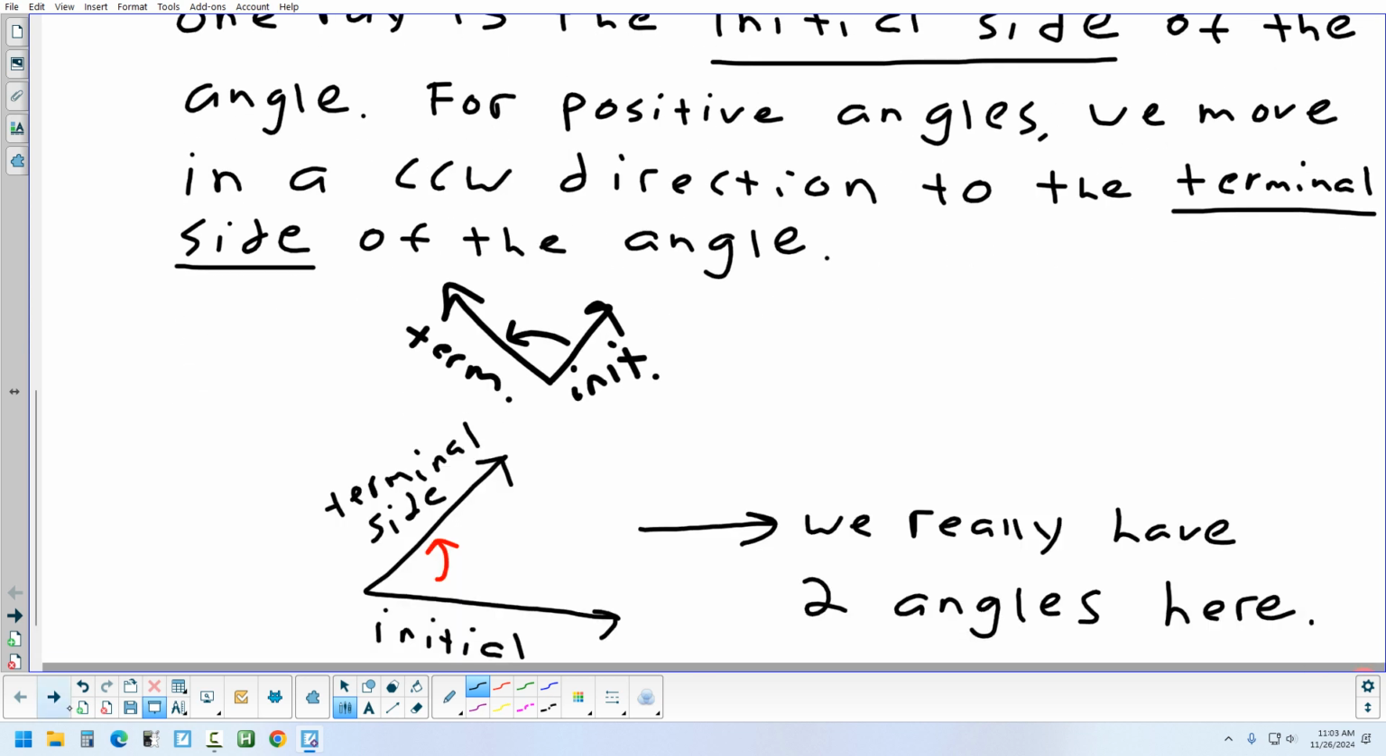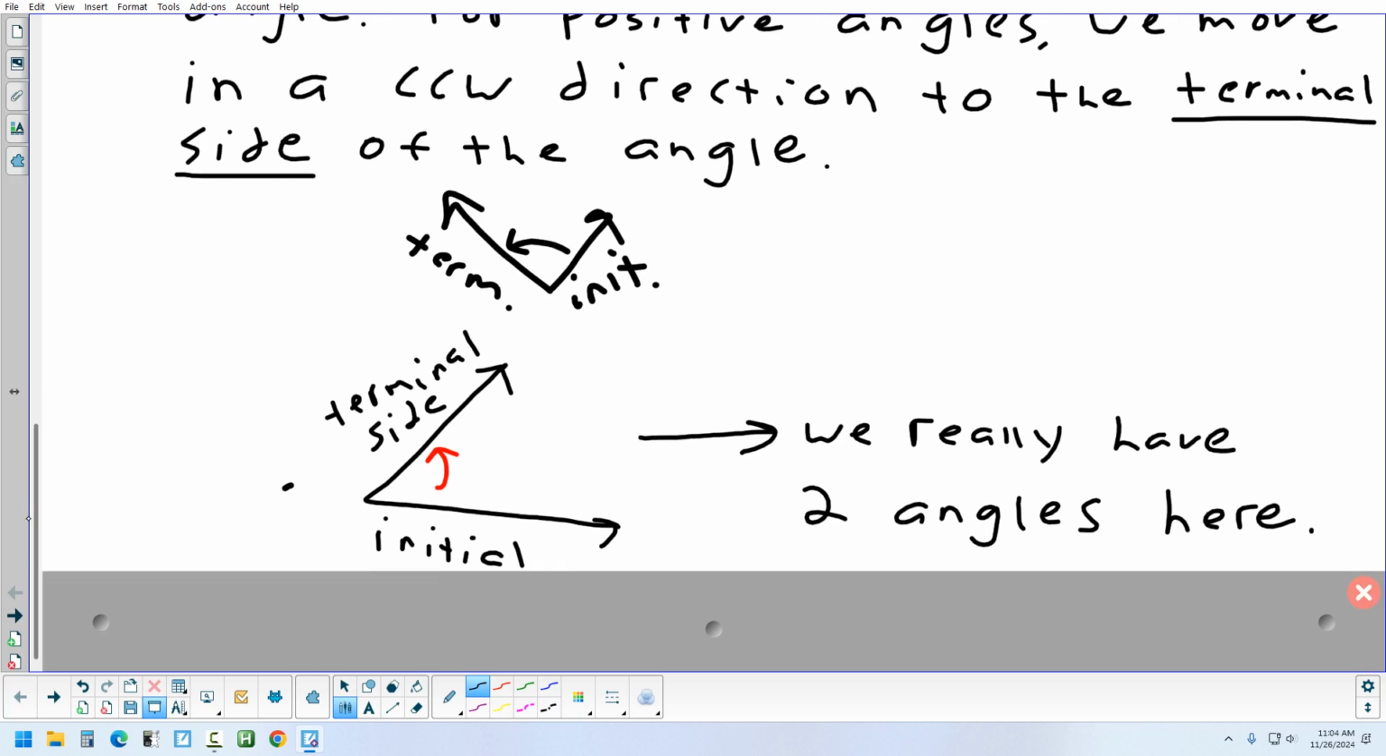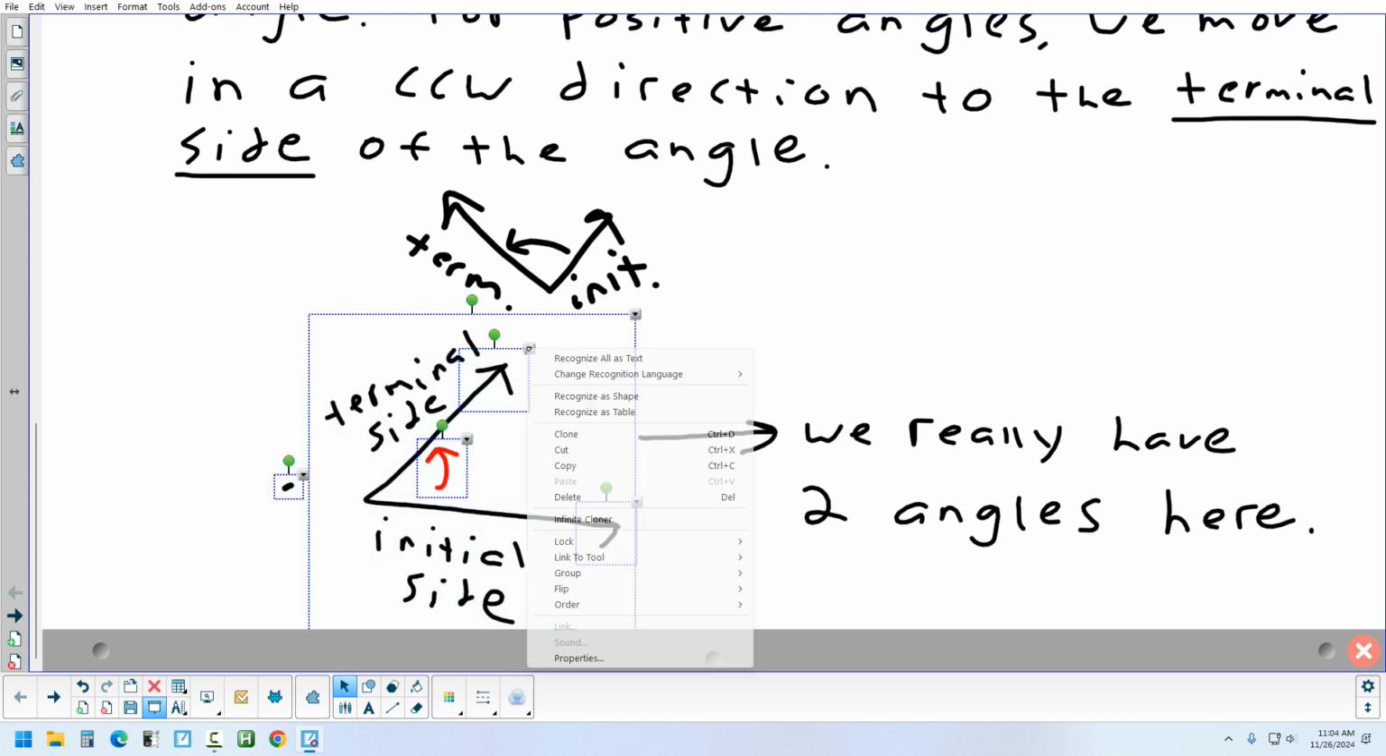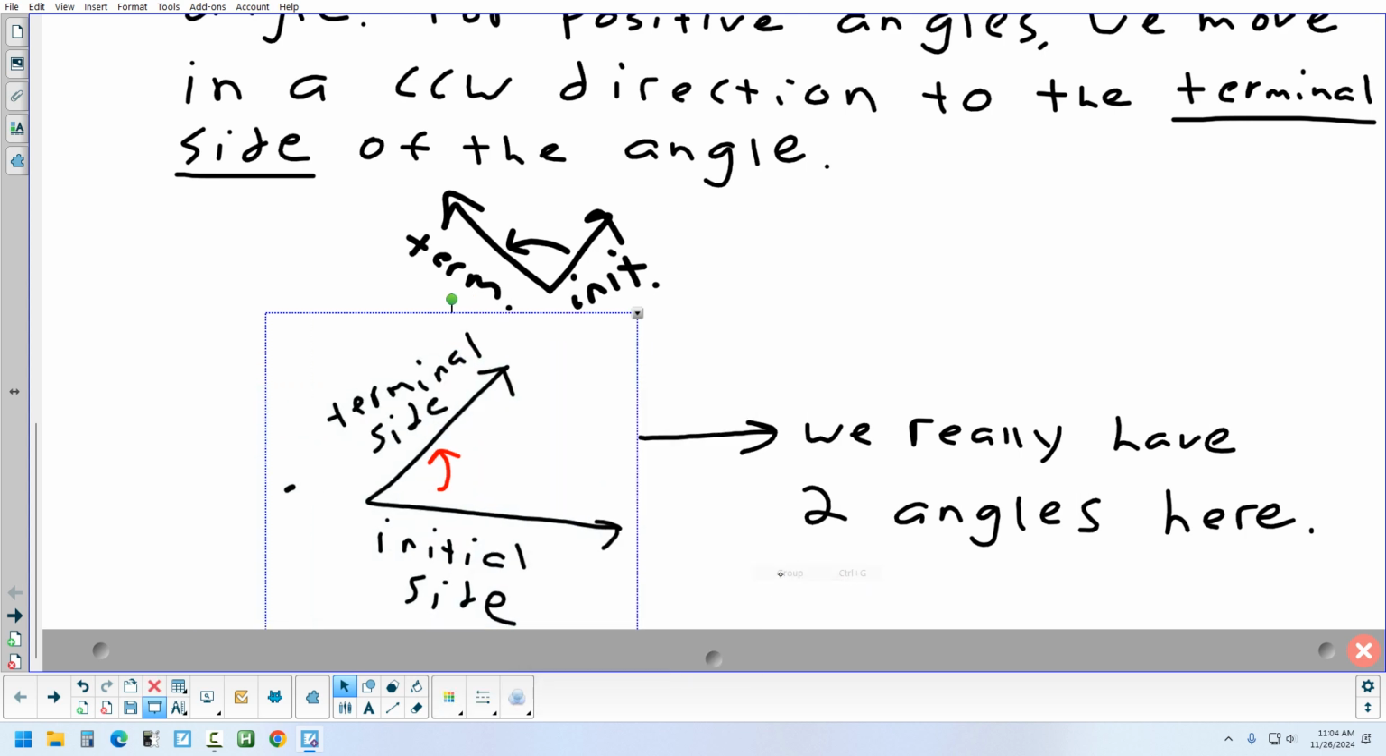There's another example. So really, when you look at that, you have two angles. We have the angle inside, and then you also have an angle on the outside. We're talking about the angle inside. That's the one we're referencing. So if you rotate between the sides, the bottom one is the initial, and the one kind of on a 45-degree angle is the terminal. Now, if you rotate that, it doesn't change. So group all that together.